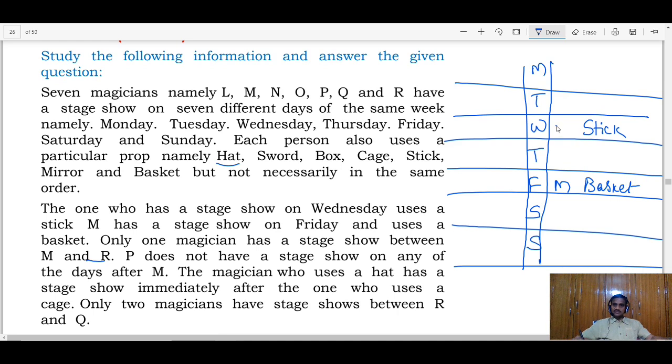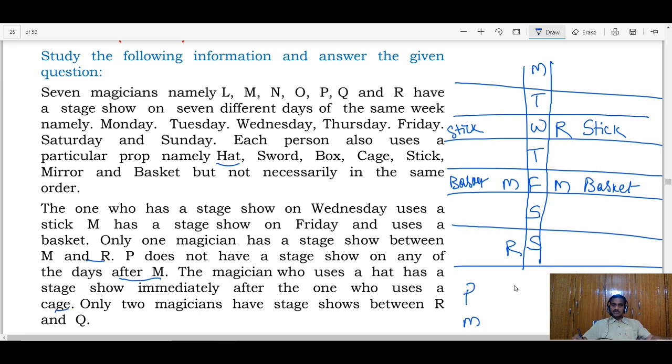Between M and R there is one person. So R is on Wednesday, the stick day. M is basket on Friday. R is here. Between M and R there must be exactly one. And P does not have a stage show on any one of the days after M. P cannot be after M. P must be before M.